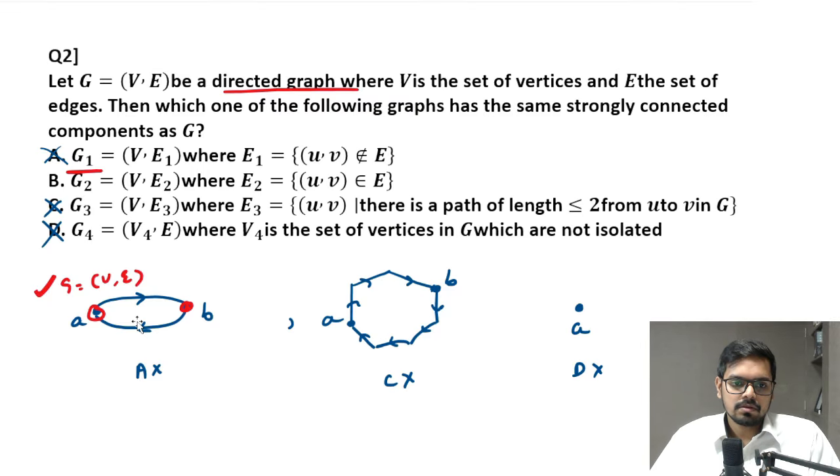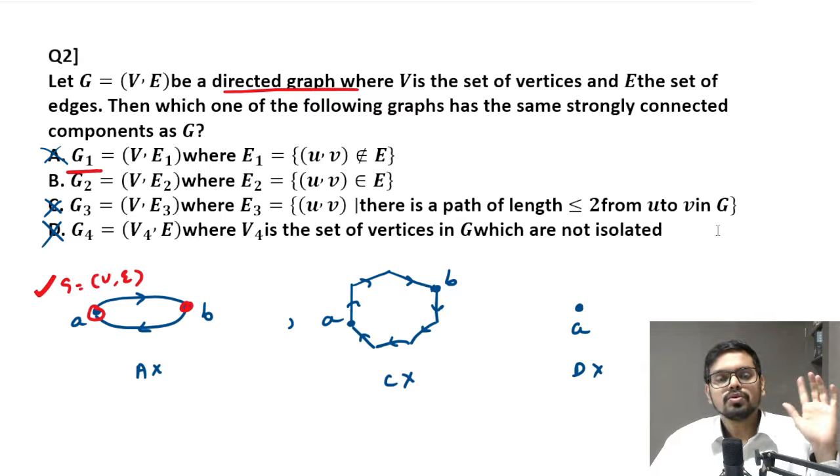So remove this and then see it's not strongly connected. Option A is wrong. Option B is isomorphism. So done. Why is option C incorrect? Option C says G3 is a graph, the vertices are the same, changing the edges. Edges are such that (U, V) is mapped if there is a path of length less than or equal to 2 from U to V in G.